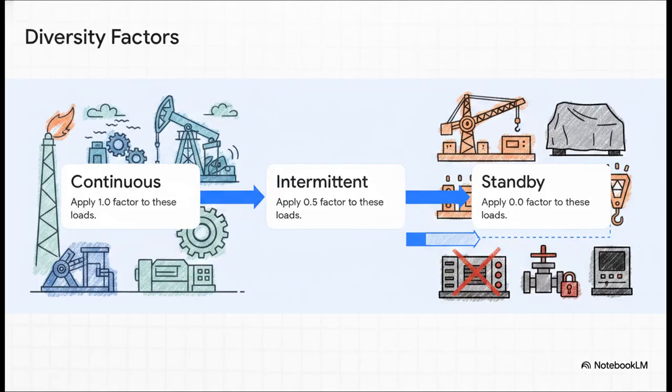To get a realistic total plant running load, we estimate the true draw by taking 100% of our continuous loads, so a factor of 1.0. We then take only half, or a 0.5 factor, of our intermittent loads, and we completely zero out the standby equipment since it isn't running during normal operations anyway.